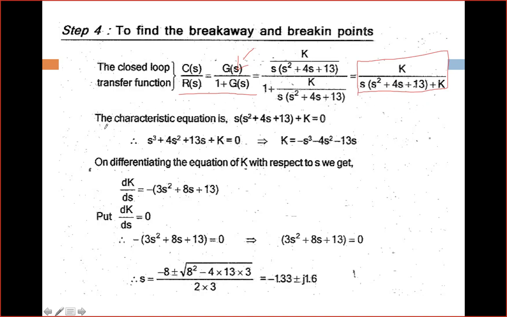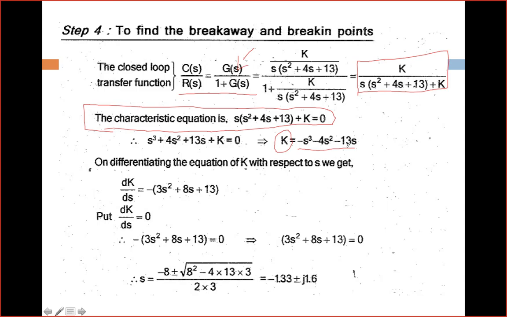Now you have to find out the characteristic equation. I told you that closed loop transfer function denominator equal to 0 is the characteristic equation. So the characteristic equation is s(s square plus 4s plus 13) plus K = 0. Now you are going to find the value of K. Keep K alone and bring everything else to the right hand side. K = -s cube - 4s square - 13s.